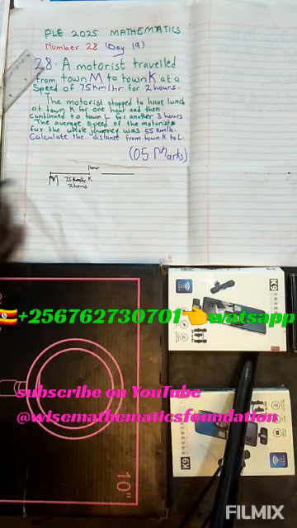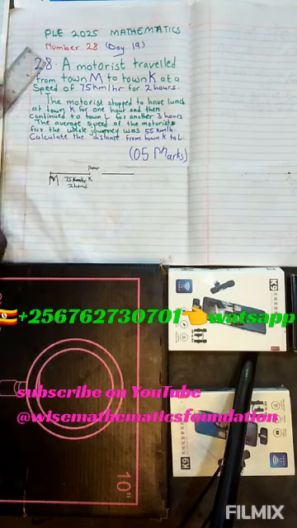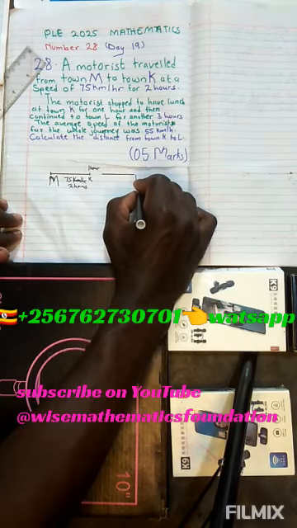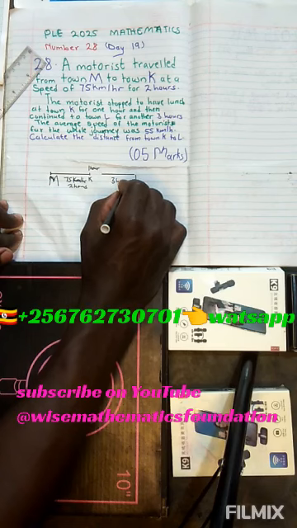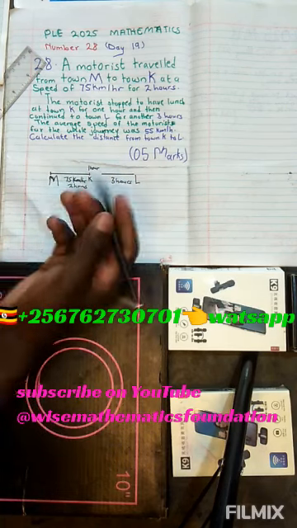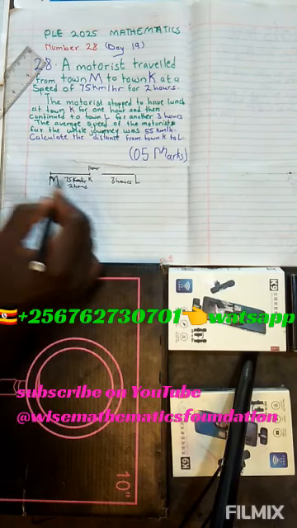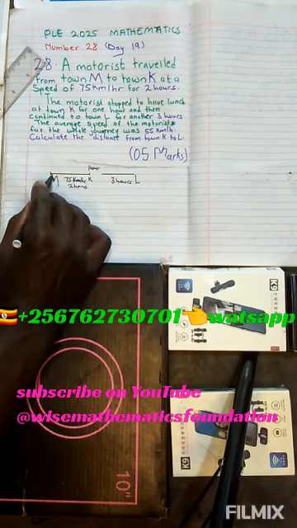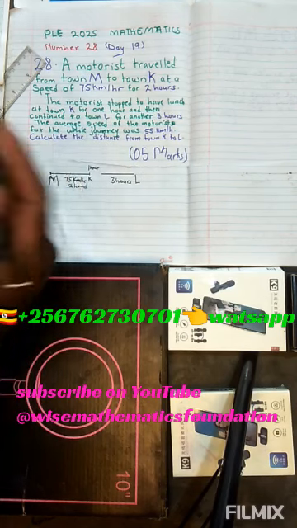Then the motorist continued to town L. It means this is our town L, for 3 hours. And we don't have the speed. So since we have the speed for town M to town K, we can get the distance between here, the distance between town K and town M.